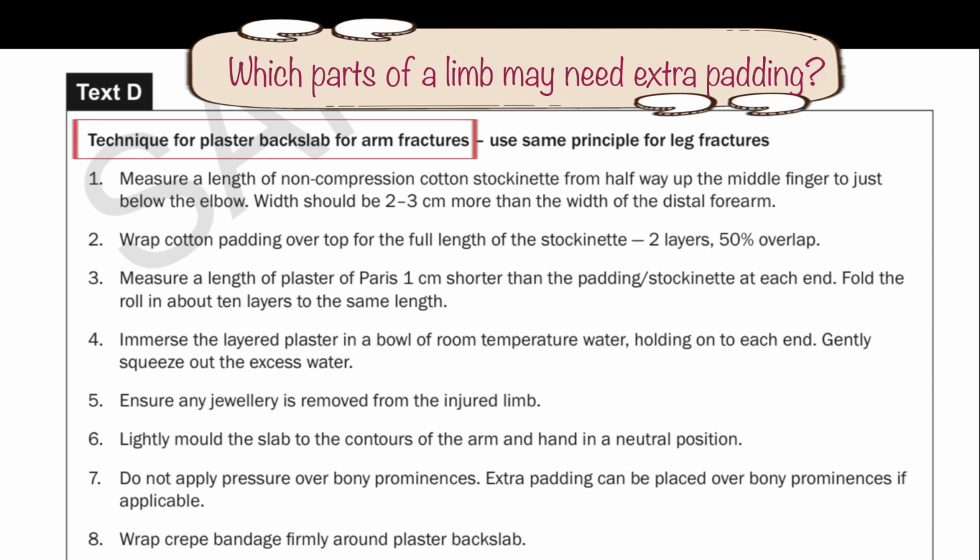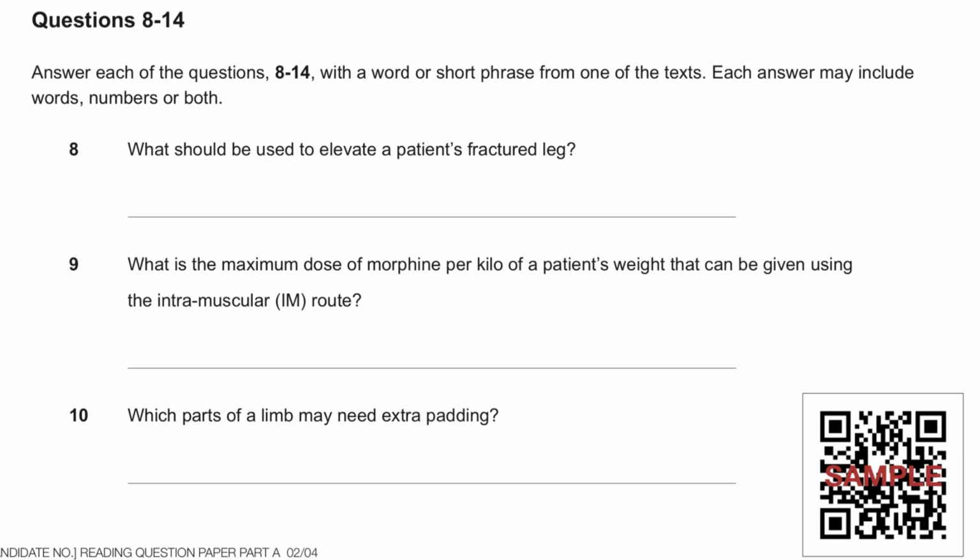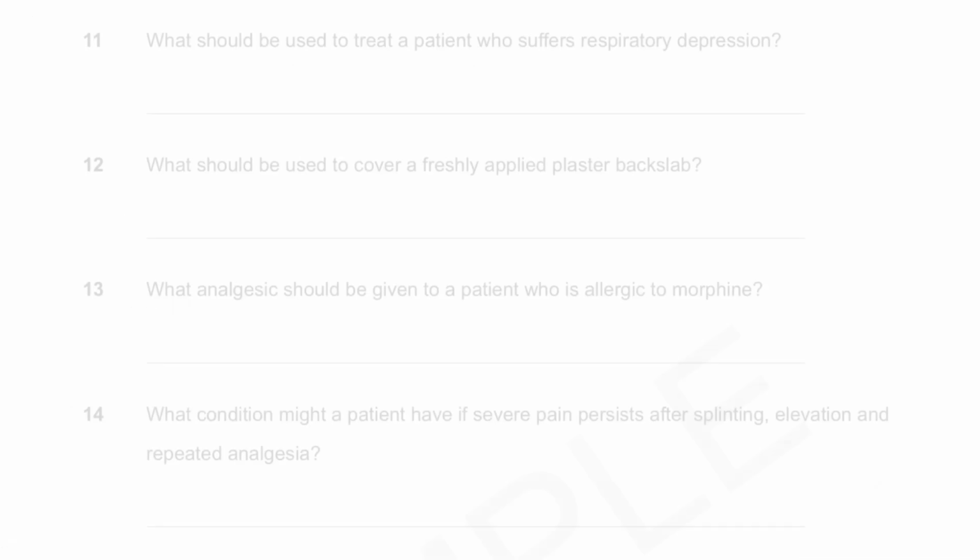Immerse the layered plaster in a bowl of room temperature water. Ensure any dribble is removed. Lightly mold the slab to the contours of the arm. Do not apply pressure over bony prominences. Extra padding can be placed over bony prominences if applicable. So the answer is bony prominences.